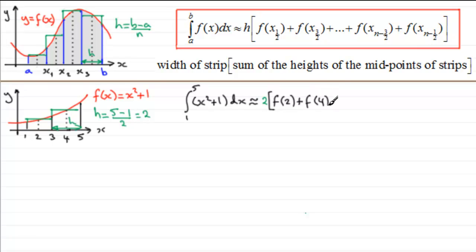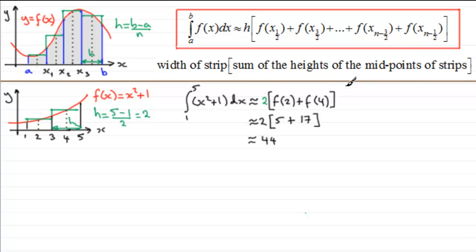So it's just a question of putting these values in. We've got 2 times then f of 2, so if we square 2, 2 squared is 4, plus 1 is 5. And then f of 4 is going to be 4 squared, which is 16, plus 1 is 17. And so what we've got here turns out to be 44. So that integral is roughly 44.